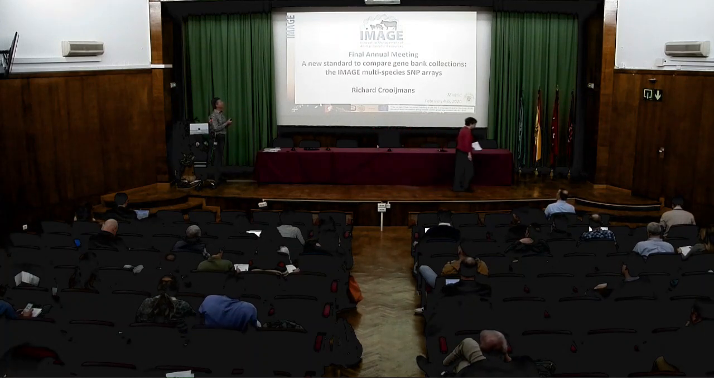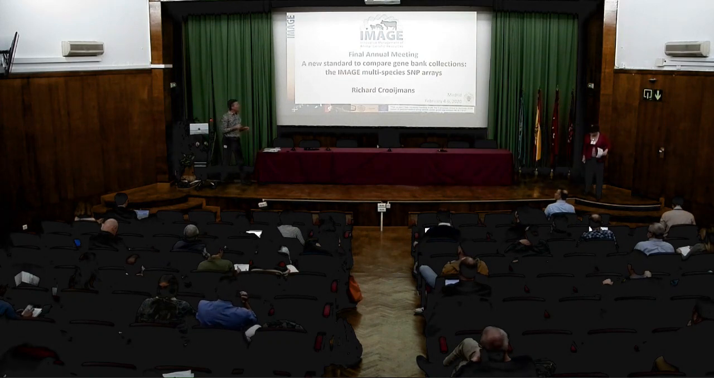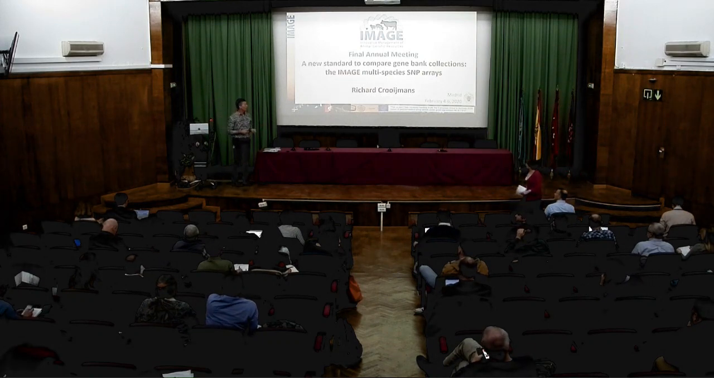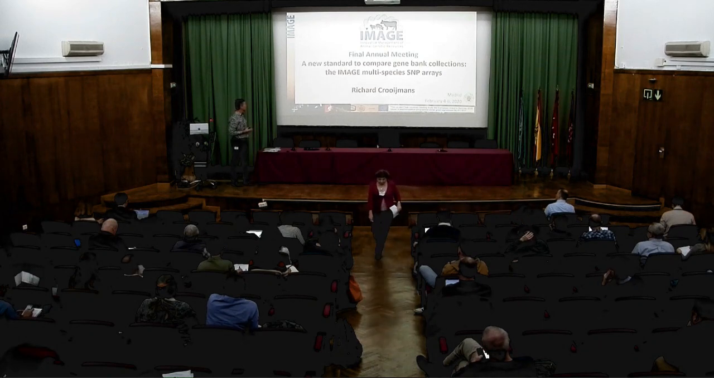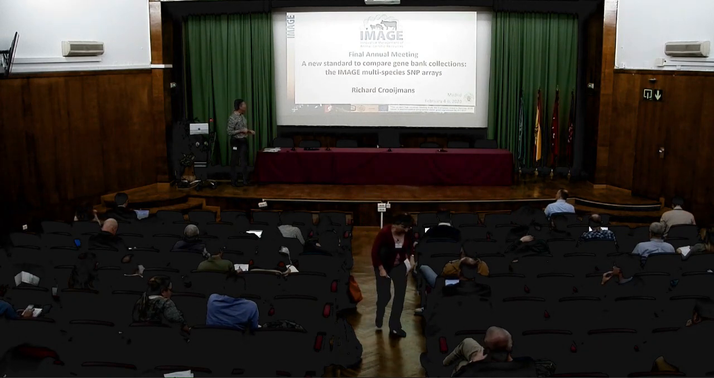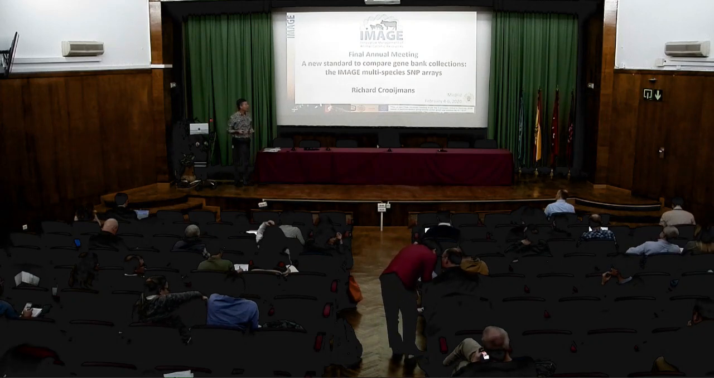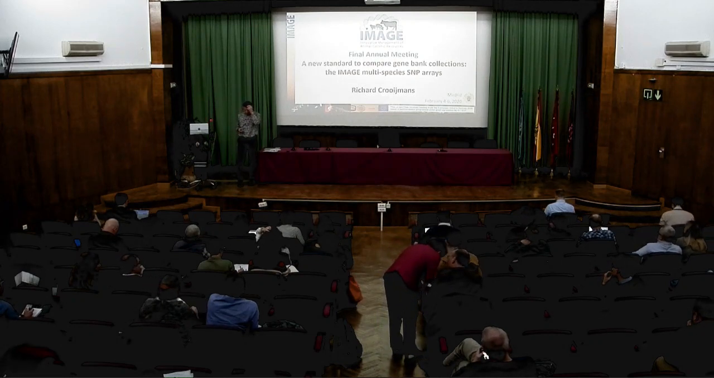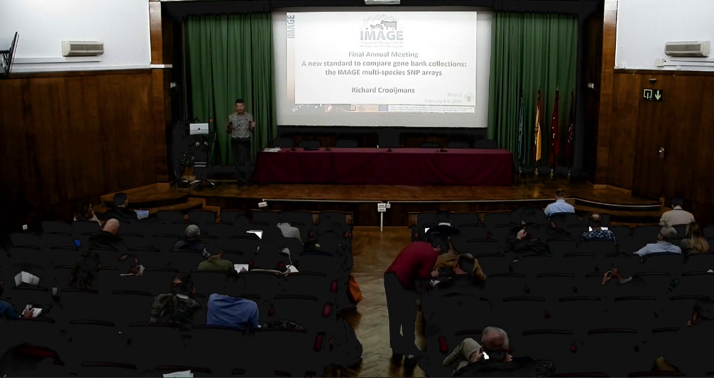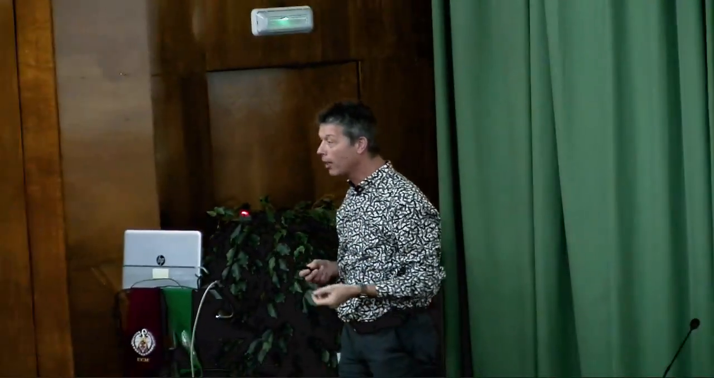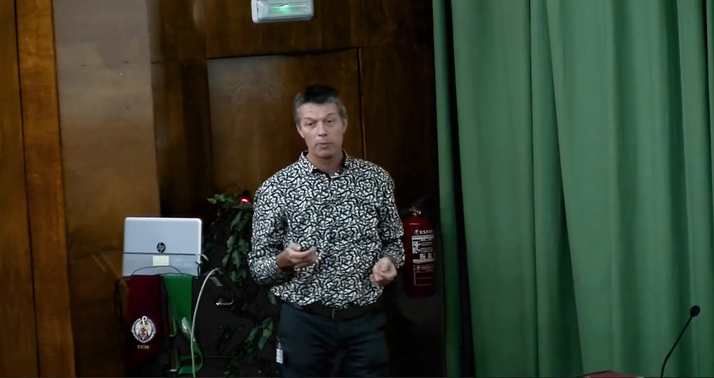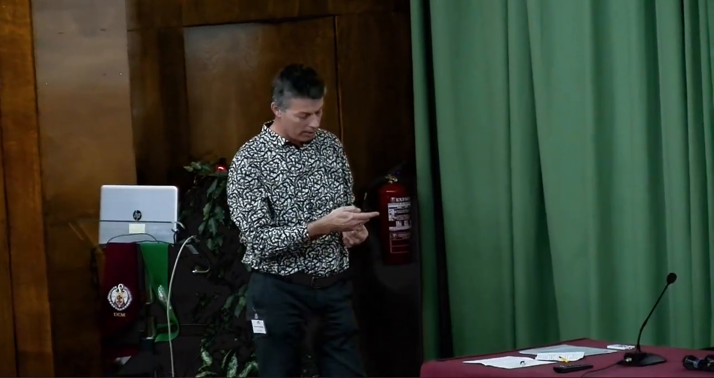Okay, thank you very much, Michelle. What I want to do today is explain what we did in Work Package 4 in developing a multi-species SNP array as a new standard to compare gene bank collections. With this, we used information gathered in the whole Work Package 4 by sequencing and by doing landscape genomics, where we took the genes and the variation which we put on these arrays to be sure that we cover all these aspects.